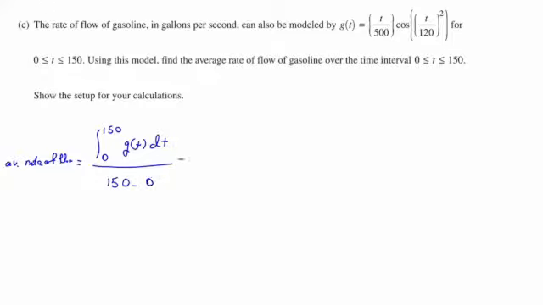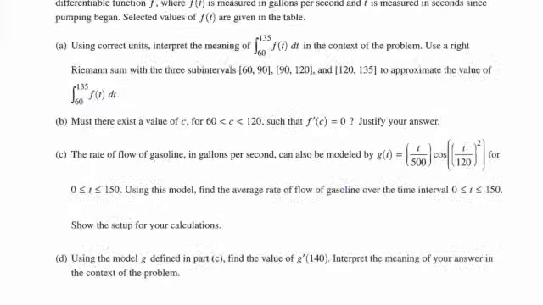And if we use a calculator, it will be equal to 0.095997, and the unit is gallons per second. Okay, and here we calculated this.